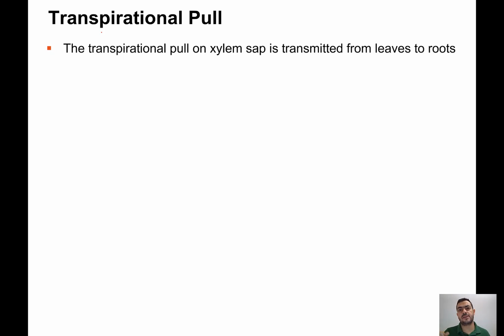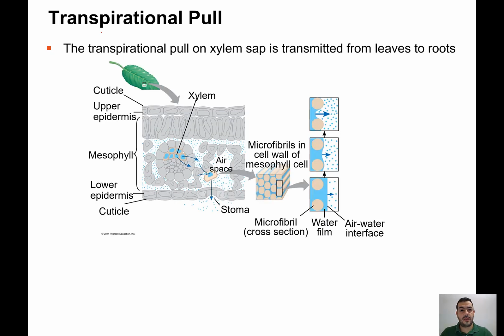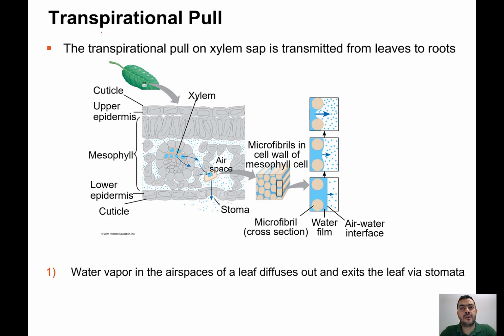What is the driving force for the movement of the xylem sap, especially considering that it is moving against gravity? It moves from the root until it reaches the different parts of the plant, like the leaves, so against gravity. What is the force that allows the transport of the xylem sap? This force is actually the transpirational pull.